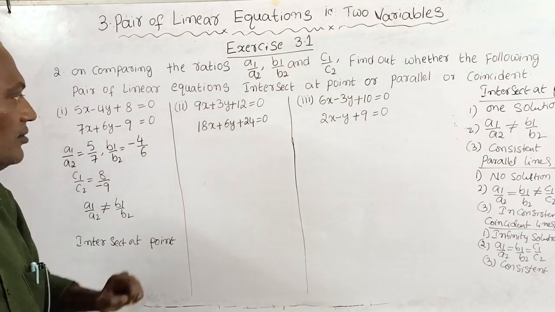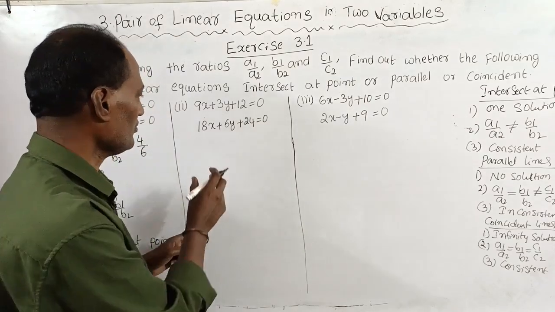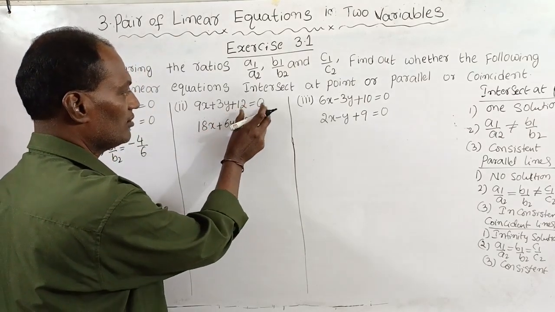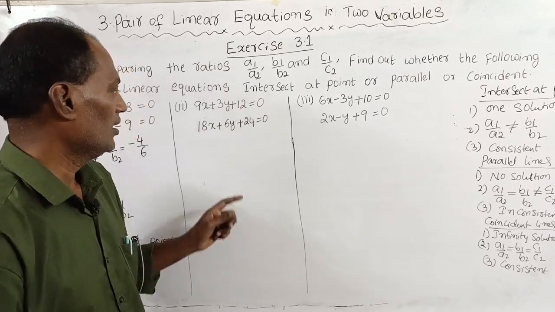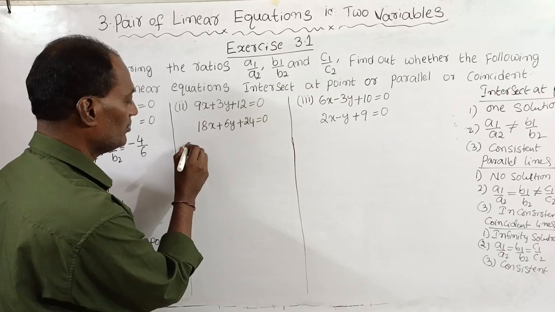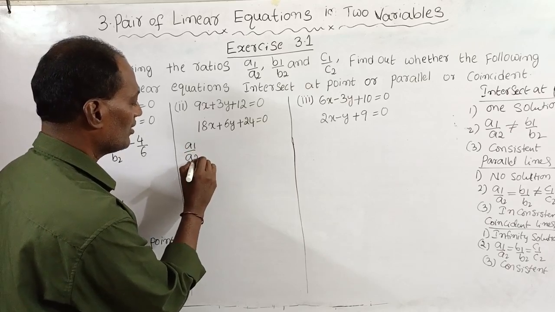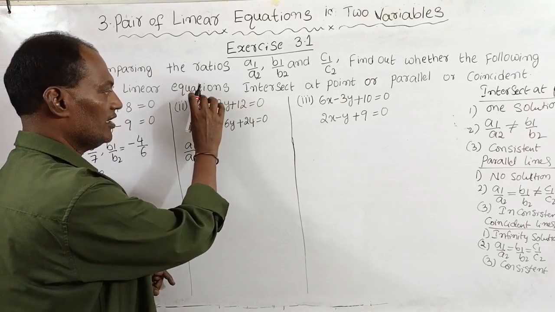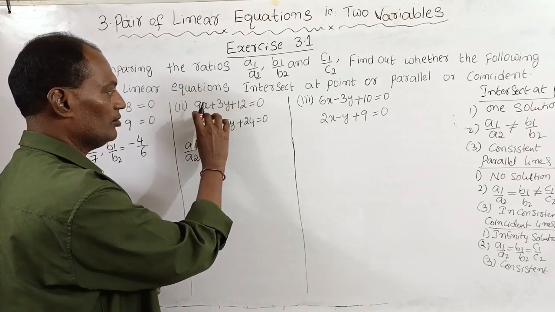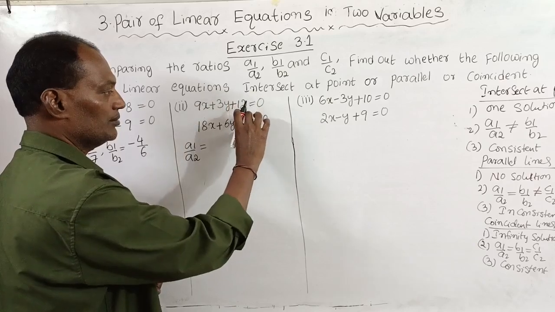Go to the second question. 9x plus 3y plus 12 equal to 0, and 18x plus 6y plus 24 equal to 0. From this we write the a1 by a2 form: a1 by a2, b1 by b2, c1 by c2.